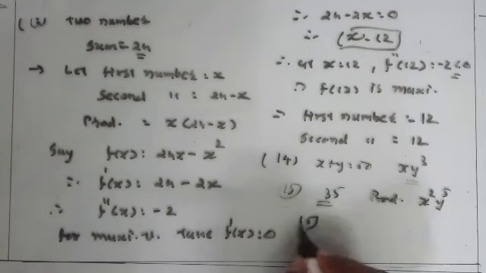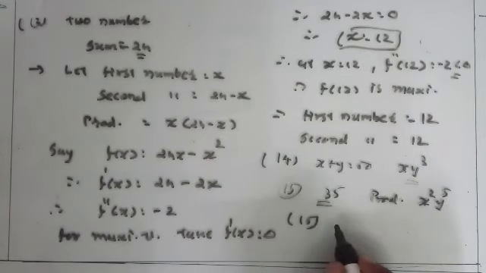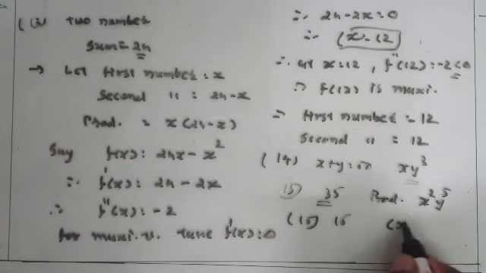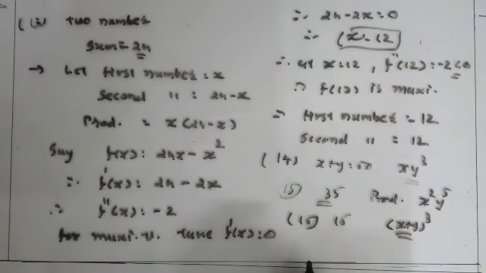Question number 16. Same question. Find the two positive numbers whose sum is 16, and the sum of whose cubes is minimum. Sum of cubes x plus y raised to 3 is a minimum. Applying the same method, find both x and y. Clear?